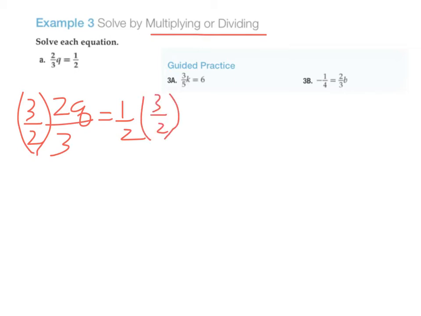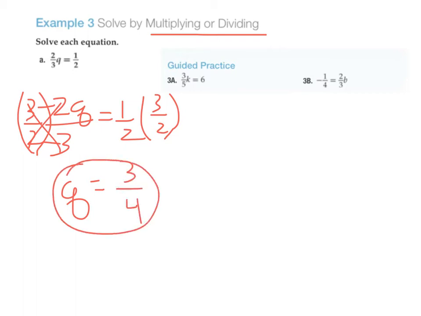See, the 3 times the 2, and the 3 times the 2 is 6, and 6 over 6 is 1, so they cancel out. And that's how we're left with Q. Over here, 3 times 1 is 3, and 2 times 2 is 4. And so we get our answer is 3/4. Let's look at this next one.